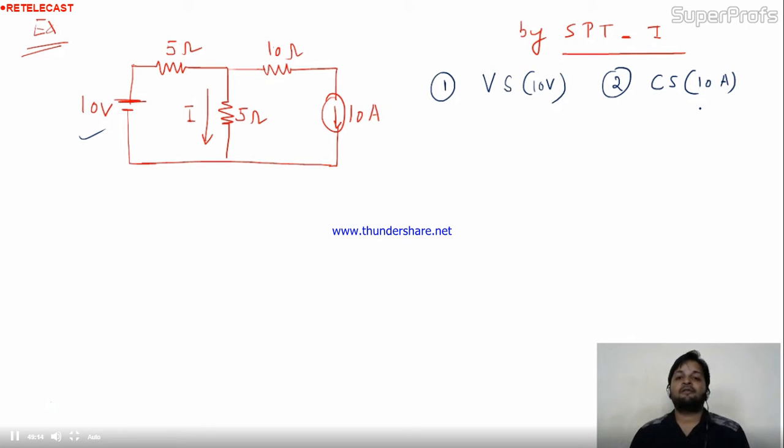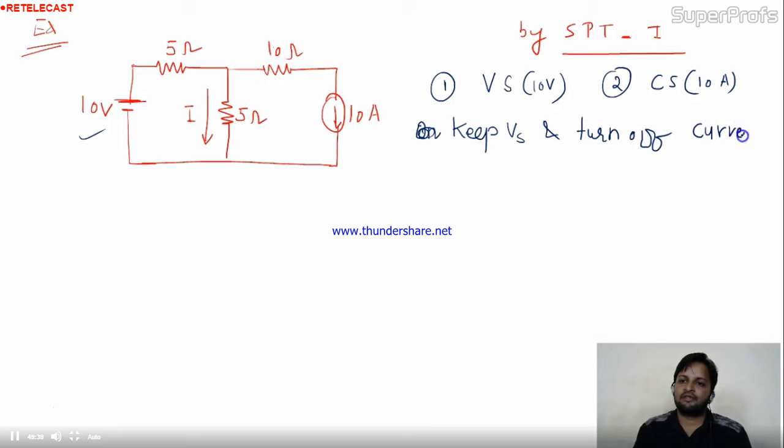Now one by one I'll take the sources and we'll find out the response of that circuit. First I'll take in consideration the voltage source. Means I'll keep the voltage source and turn off the current source. This is my task. I'll keep the voltage source first. This is the very first step. I'll keep the voltage source in the circuit and I'll turn off the current source.